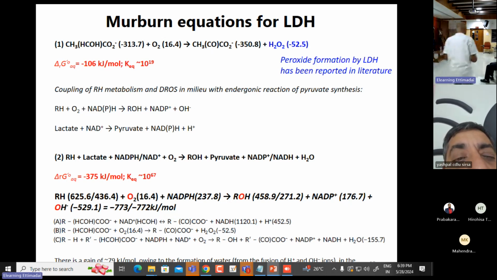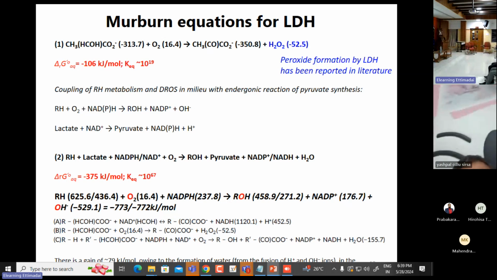So if you see this overall reaction here, what is the role of oxygen here? Along with your P450 metabolism, when your P450 is working on a drug, if your lactate is there, lactate can get converted to pyruvate. So now, whatever H plus and OH minus that you have, that gets fused to form H2O. So this mechanism, you can see, is energetically favorable. We'll show you that. Even peroxide formation, you can see that peroxide can be formed from LDH reaction. That is reported in a paper.